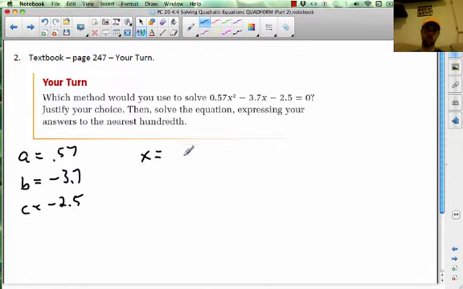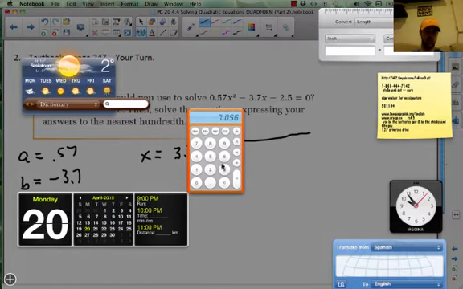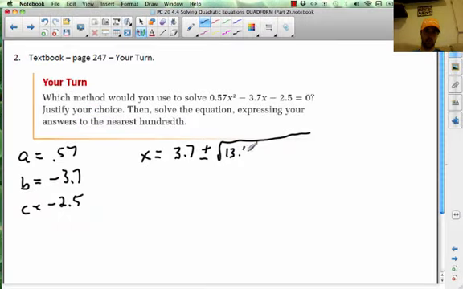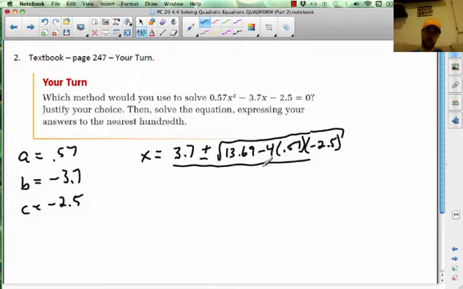So x equals negative b, which will turn this into positive 3.7, plus or minus the square root of b squared. Okay, 3.7 times 3.7, 13.69, minus 4 times a, 0.57 times c, negative 2.5, all over 2a, which is 2 times 0.57. x equals 3.7 plus or minus.